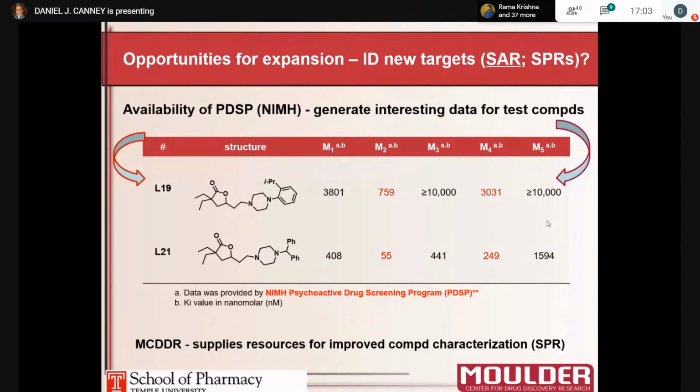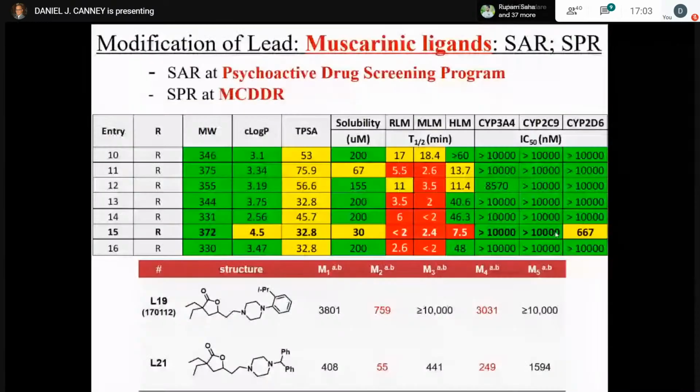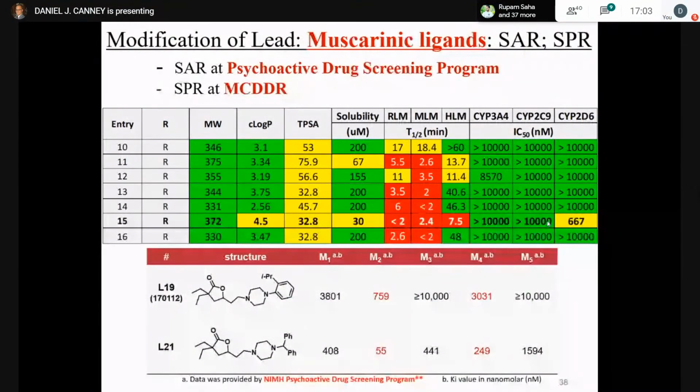But in the interest of time, I want to move on. So the Mulder Center comes along, and now we're able to do what I started out talking about, SAR and SPR simultaneously. Here's some of the data that was supplied by the Mulder Center for Drug Discovery Research at the top, right? You can see we're getting C-log p-values, TPSA you can calculate, so that's readily available anyway.